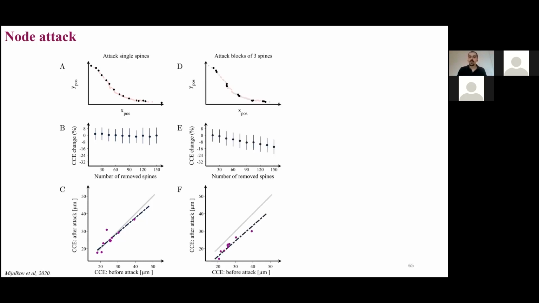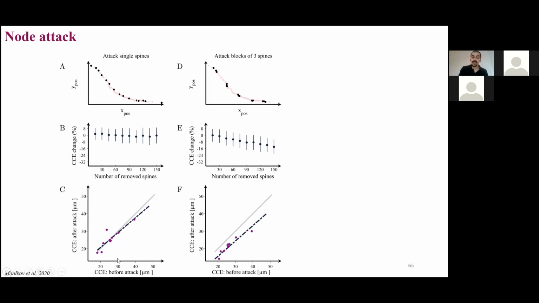Then we said, what happens if it attacks blocks of 3 spines? So tau protein comes, attacks one spine and the one on the left and the one on the right, removes all 3 of them, then attacks another, then attacks another. And then we see that if you attack a lot of spines, we started from healthy spines, we attacked them, and we ended up with a smaller clustering, with a smaller grouping coefficient, which is what we already observed in the diseased spines.